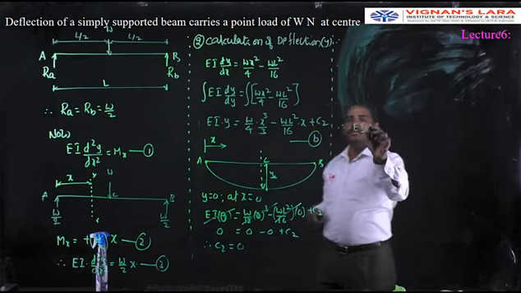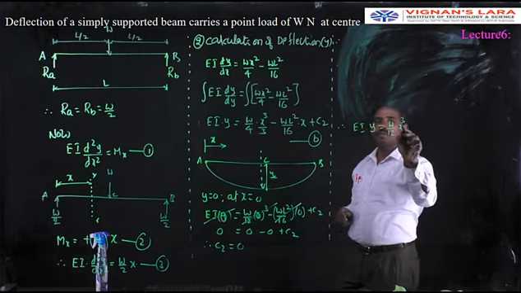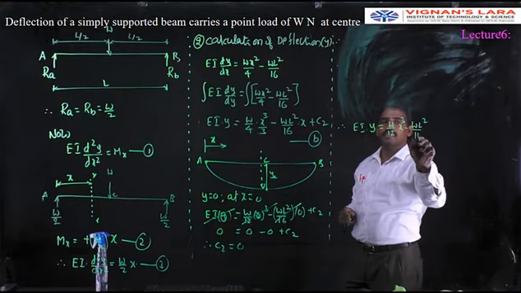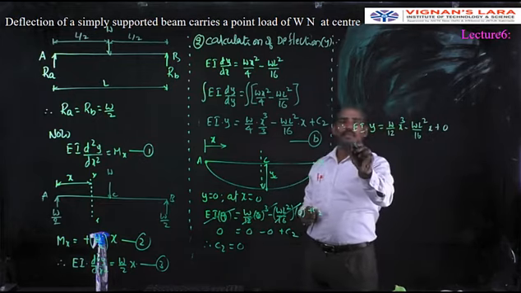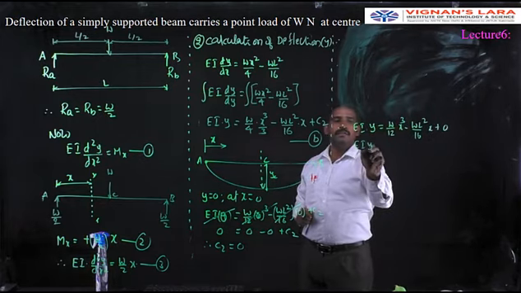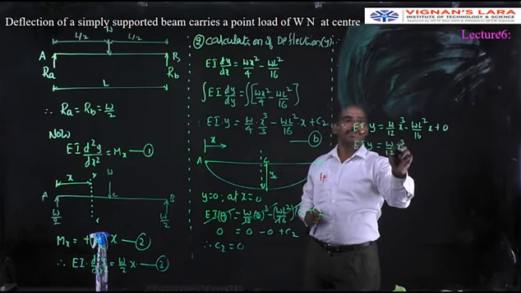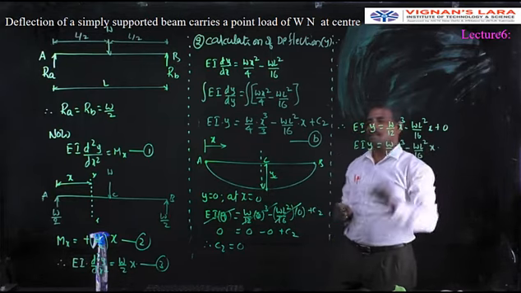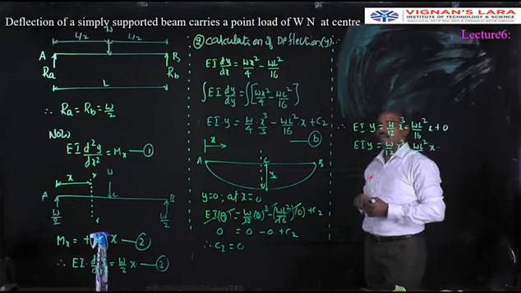EI into Y is equal to W by 12 into X cube minus WL square by 16 into X plus 0. This can be rewritten as EI into Y is equal to W by 12 into X cube minus WL square by 16 into X. Then you can find out the deflection at A and C.